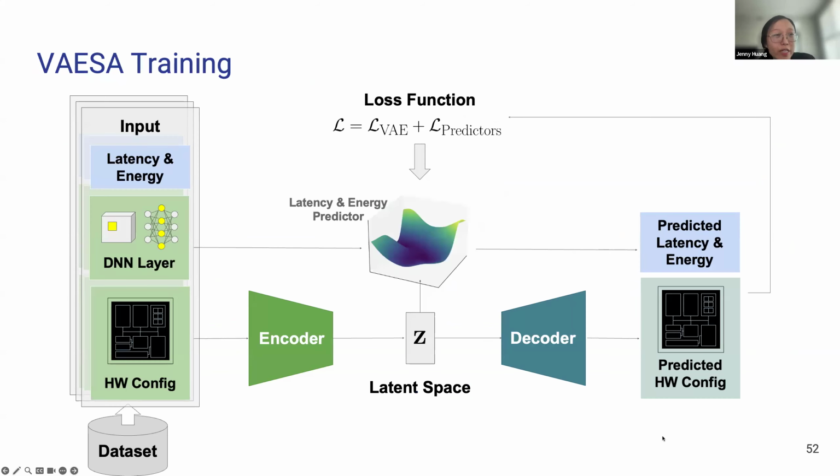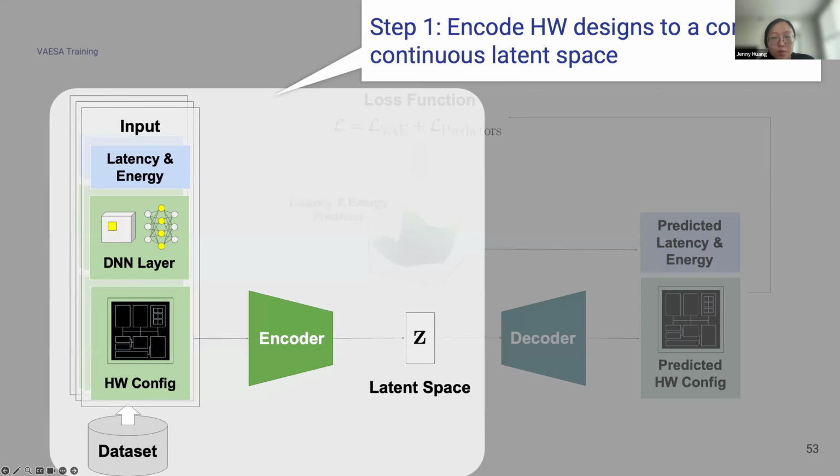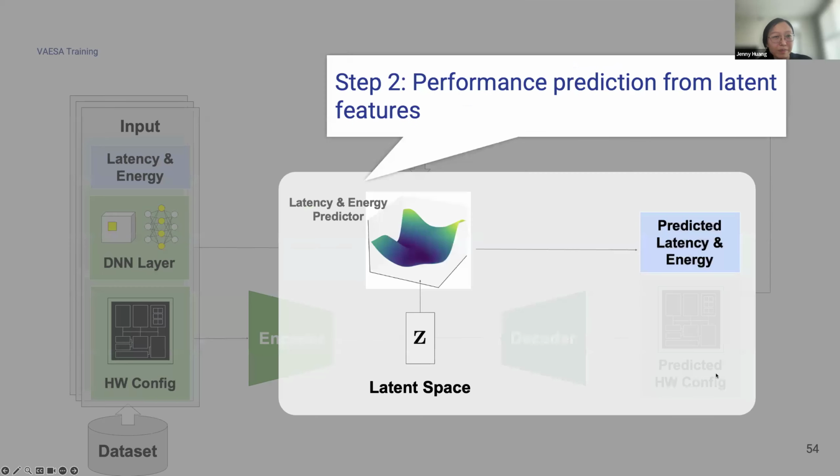Now you might wonder how we train this pipeline, right? So let's take a deeper dive into the training process. Here's the diagram that demonstrates the training process. We start with gathering a data set of hardware configurations and the corresponding latency and energy labels, running different DNN layers. Then we feed the hardware configurations as input data to the encoder and produce the corresponding latent representations.